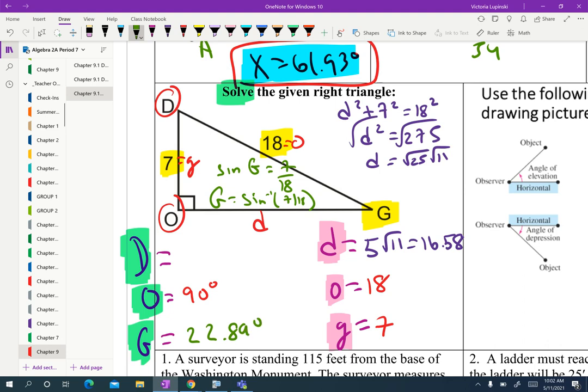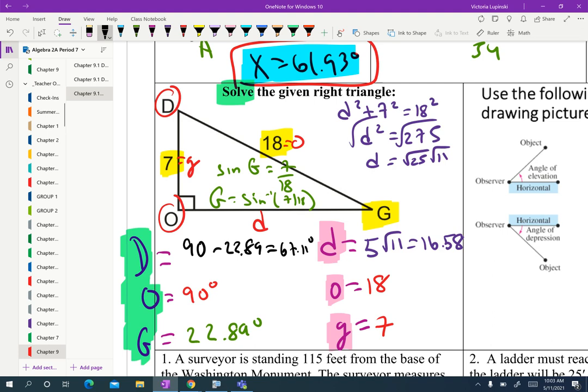For the last angle D, instead of setting up another SOHCAHTOA, all I have to do is remember that if I add up all 3 of these green angles, I have to get 180 degrees. I already know that O is 90, which means that if I know that G is 22.89, then 90 minus 22.89 is going to give me the third angle, which in this case is 67.11 degrees.